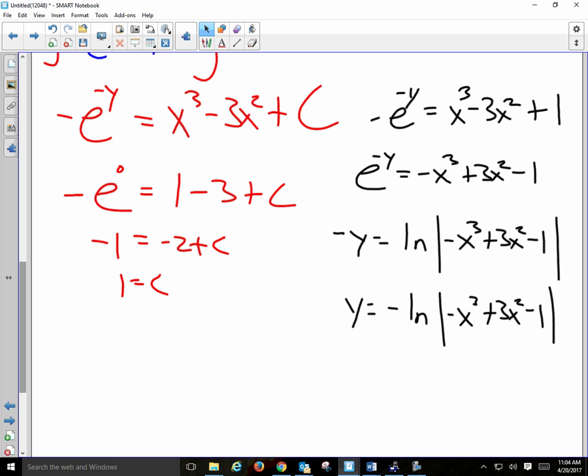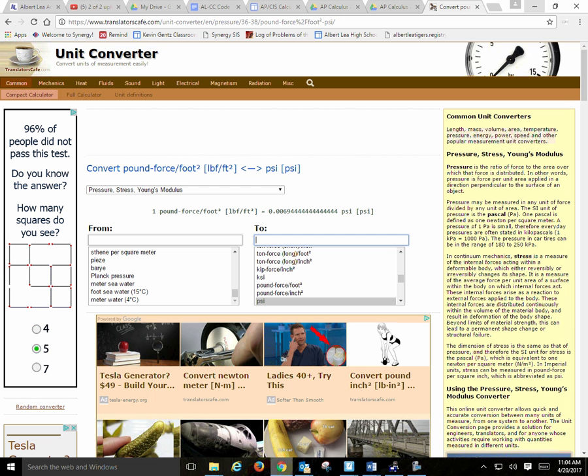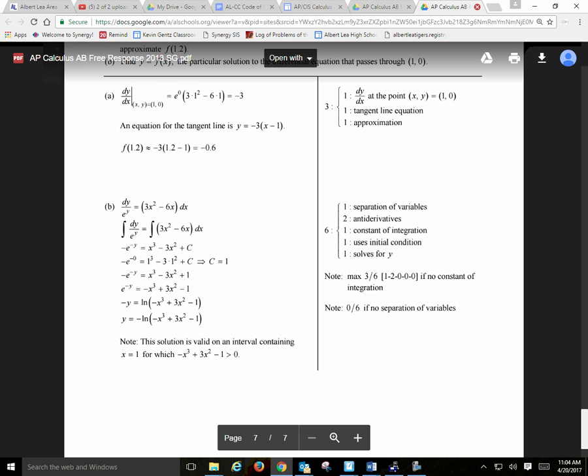Let's see what they gave us for results here. Here we are. Looks like 1 point for using 1, 0 and plugging in the 1 and the 0. Looks like 1 point for the equation for the line tangent. Looks like the approximation was worth 1. So that very first part, if you got all those right, that's 3 out of 9 right there.